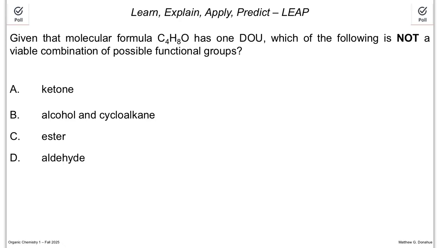So C4H8O with 1 degree of unsaturation. Of the possible functional groups listed, which one cannot be present? So I've heard C, ester. I see a hand symbol. So ester, why not? Requires 2 oxygens.